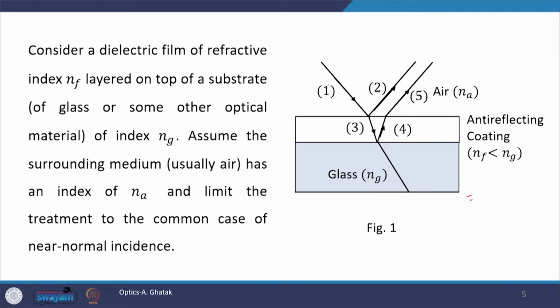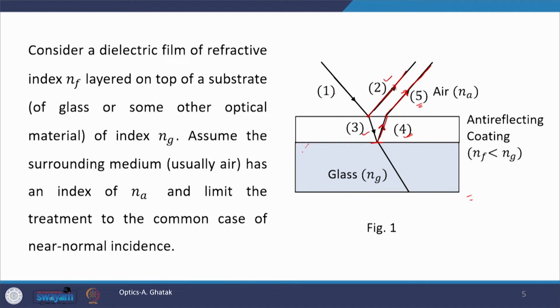You see that ray number 1 is falling on the interface, and then the reflected ray is named ray number 2, the transmitted ray is named ray number 3, the reflection from the lower interface generates a ray named ray number 4, and then this ray number 4 transmits out into the air, and this transmitted ray is named ray number 5.